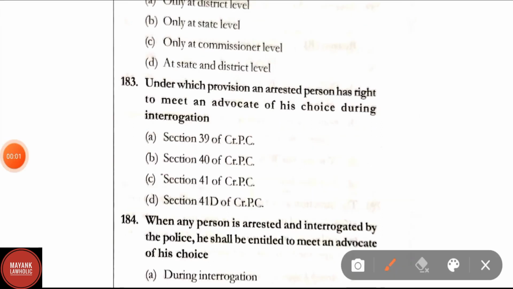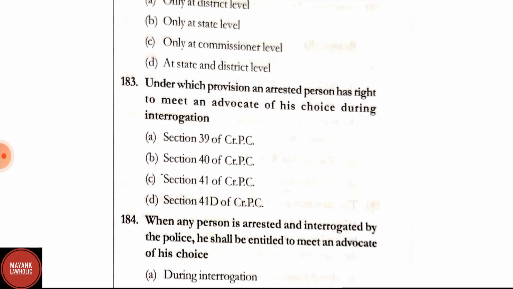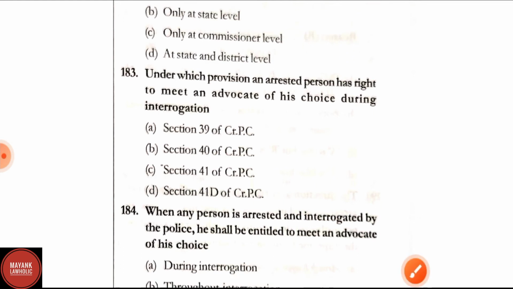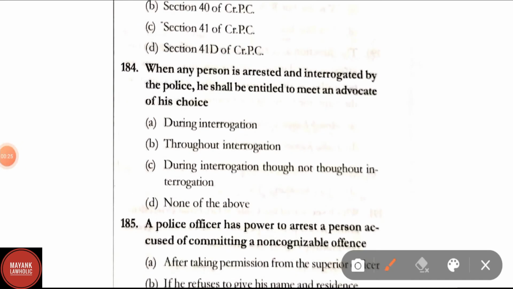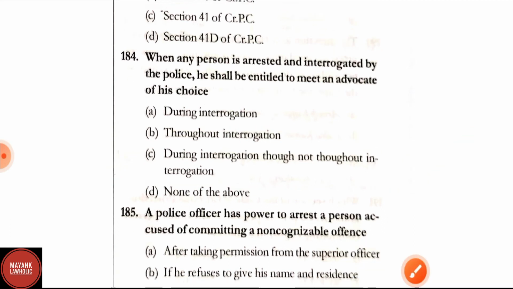Question number 183. Under which provision does an arrested person have the right to meet an advocate of his choice during interrogation? Here correct answer is option D, section 41D of CrPC. There is a provision that an arrested person has a right to meet an advocate of his choice during interrogation. Now let us proceed to question number 184. When any person is arrested and interrogated by the police, he shall be entitled to meet an advocate of his choice during interrogation, throughout interrogation, during interrogation, though not throughout interrogation. Option C is the correct answer, during interrogation, though not throughout the interrogation.